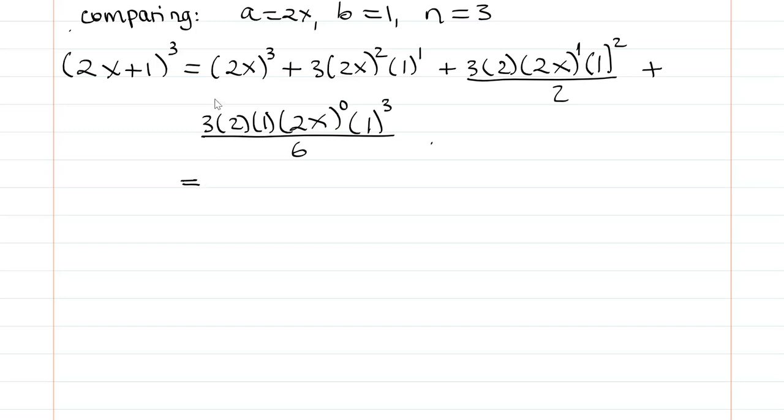What is 2x power 3? It gives us 8x cubed. What is 2x squared? 4x squared. 4x squared times 3 gives us 12x squared. What is 2 times 3 times 2? 2 times 3, 6, 12. 12 divided by 2 gives us 6. So here we shall have 6x. 1 to power 2 makes no difference.